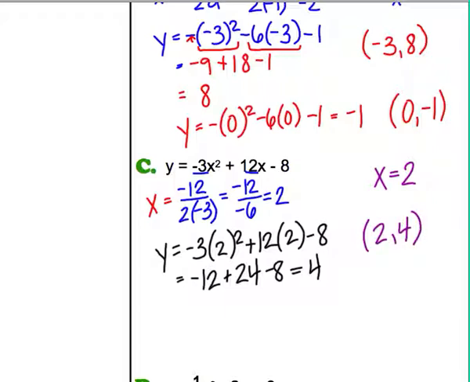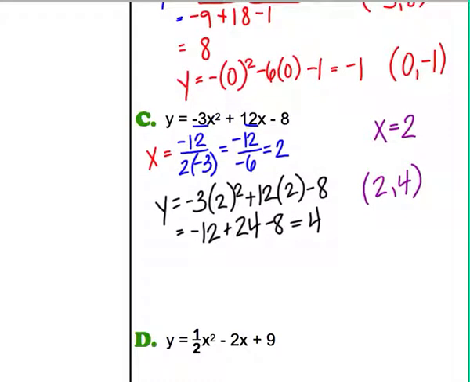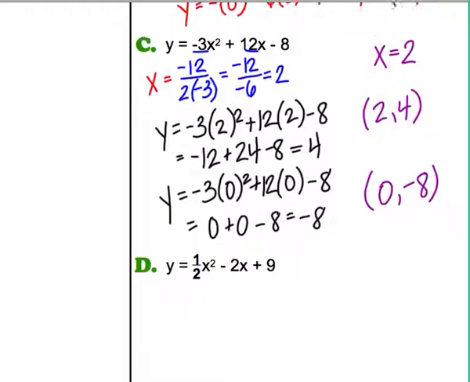And then finally, doing our y-intercept, we have y equals negative 3 times 0 squared plus 12 times 0 minus 8. Negative 3 times 0 squared is 0. Plus 12 times 0 is 0. Minus 8, that equals negative 8. So our y-intercept is going to be 0, negative 8. Moving on to our final example.